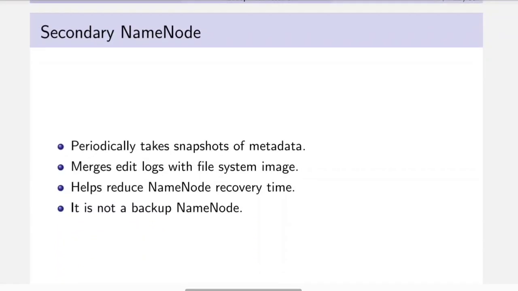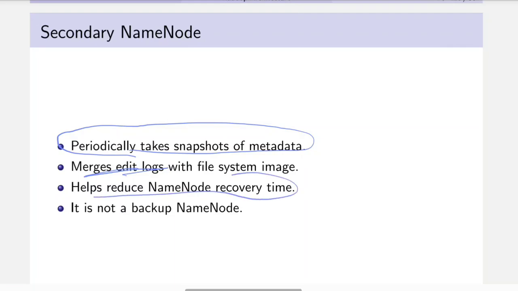Now what is the secondary name node? It takes a backup of the metadata. It merges the log files, that is, it edits the log files which are there in the system. So it helps in faster recovery. It is the backup for metadata, but it is not the backup for the name node. That is what you need to remember.